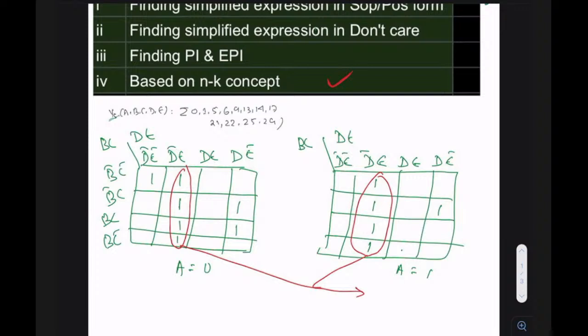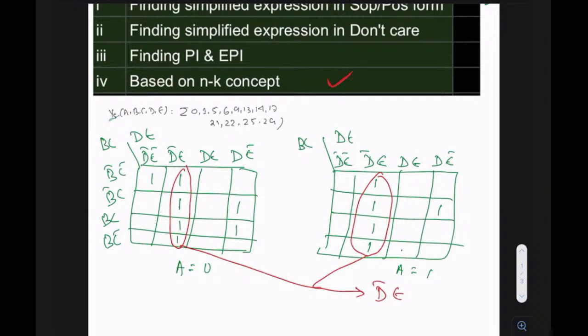A is 0 and A is 1. I'll not get anything from A. Even I'll not get anything from BC because all BC are changing. There is no constant BC. So what will you get? You will get D bar E from this. So with respect to this, you will get D bar E.